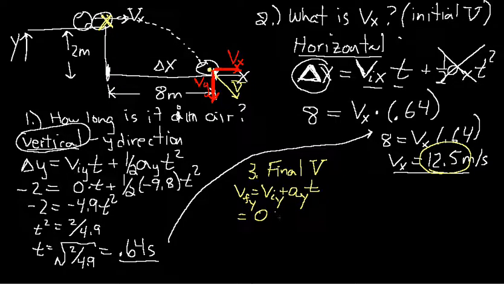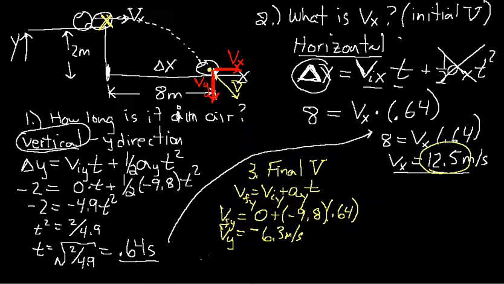That's initial. Plus, what's my acceleration in the y direction? That's going to be negative 9.8 meters per second squared, as always. And now what is time? Time is how long the ball is in the air. That's what we first calculated in step 1, and that was 0.64 seconds. So you see that the final velocity in the y direction is going to be equal to negative 9.8 times 0.64, and I'm getting negative 6.3 meters per second for the v in the y final.